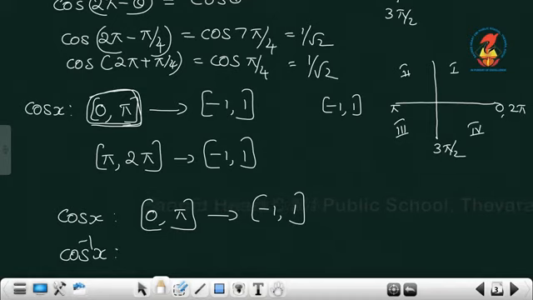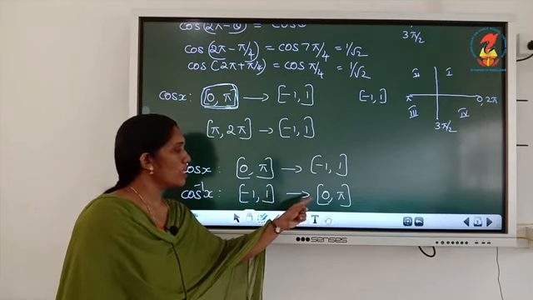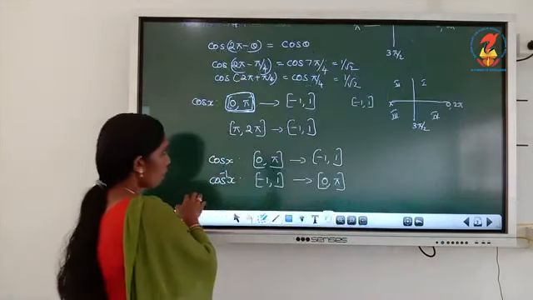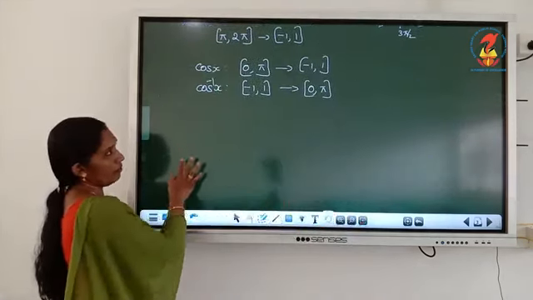The inverse is from always the second set, that is, the range of f must be equal to the domain of f inverse. So the domain of cos inverse x is minus 1, 1, which is the range, and it maps to 0 to pi. So cos inverse from minus 1, 1 to 0 to pi. Like that, the next four trigonometric functions also we can define.